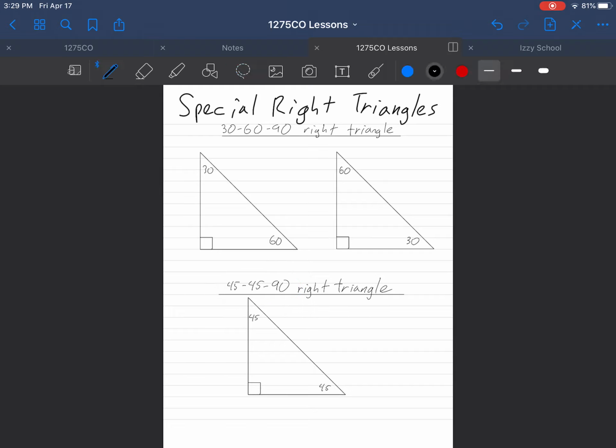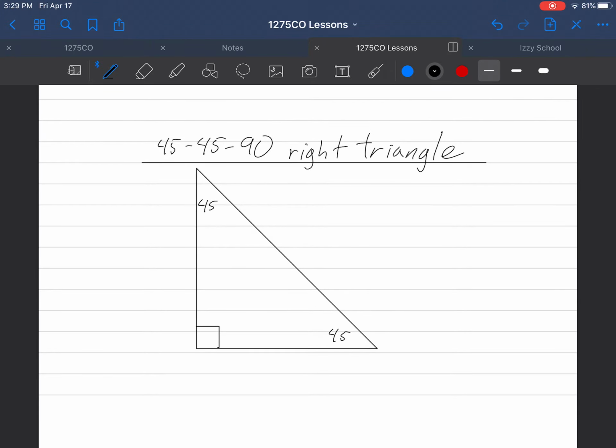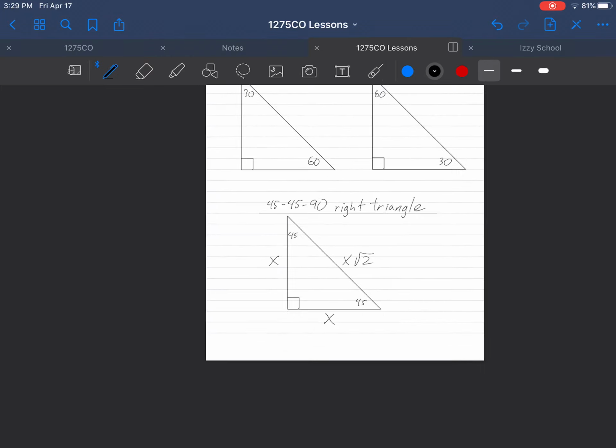Now, in general, we can take the 45, 45, 90 right triangle and write out the legs, which make up the sides that form the right angle, as x and x, because this is an isosceles triangle. And the hypotenuse will then be equal to x radical 2.